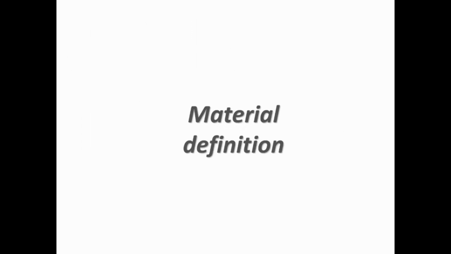Third step, material definition. The material properties are defined in this step. These material properties depend on the type of analysis that needs to be carried out. In this step, you have to specify the modulus of elasticity, Poisson's ratio, density and all other necessary properties required for the finite element analysis.